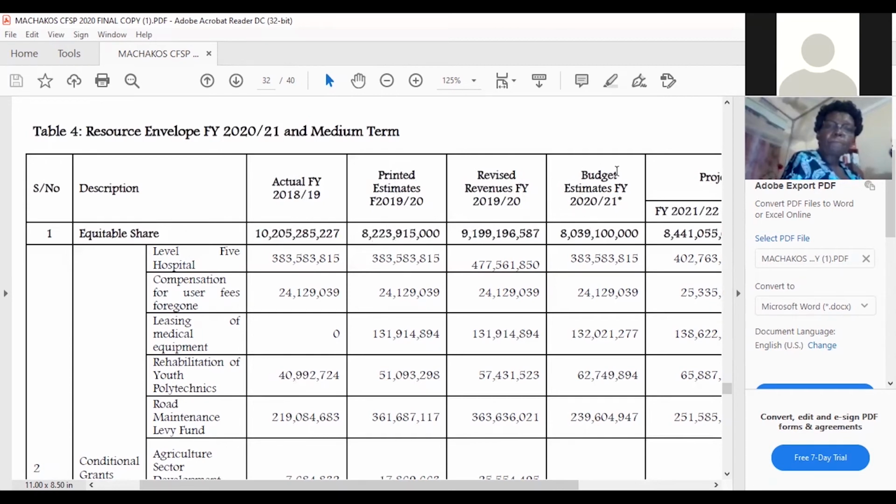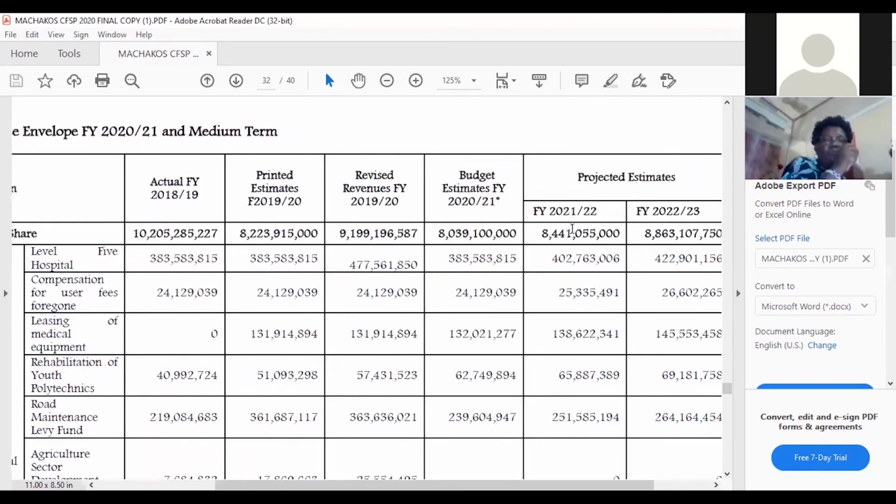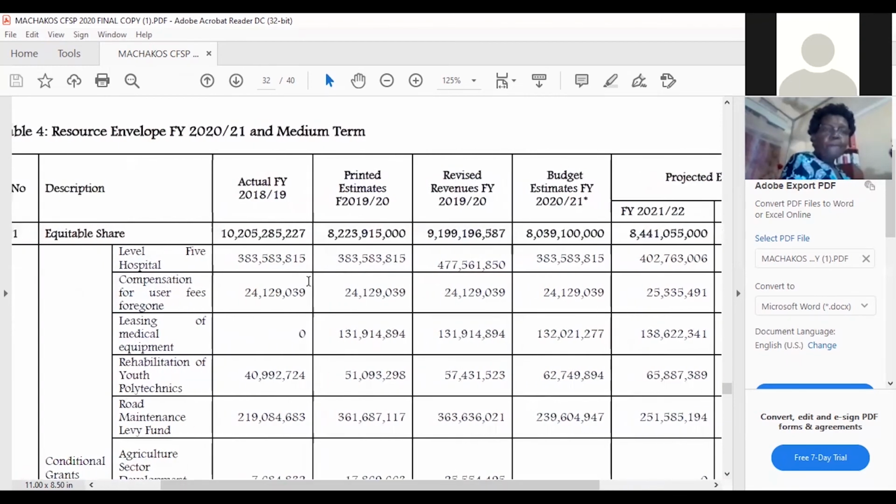And then for 2021, this is what they expect to get, 8.03 billion. And then what they have projected for the financial year 2021-2022 is 8.4 billion, and for the 2022-2023 financial year, 8.8 billion. So you can see that Machakos County has done well, because when it comes to equitable share, they have broken it down so that you can get to know how much money is going where, okay?